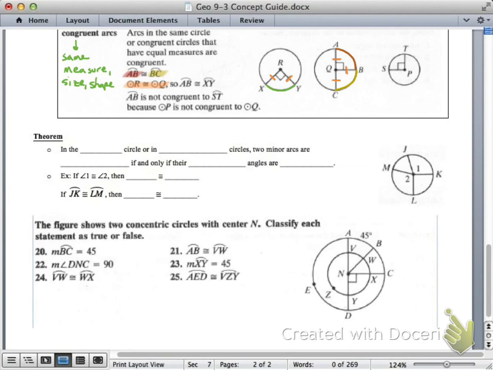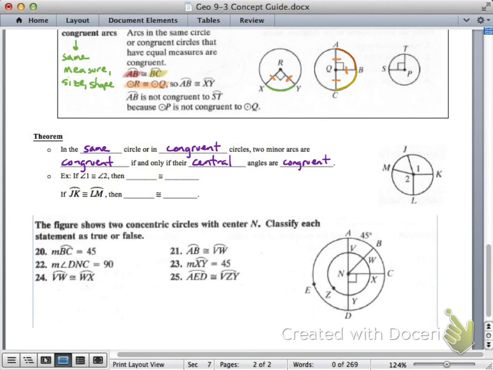Okay, last piece of the puzzle here. This will be kind of intuitive, I hope. In the same circle, or in congruent circles, two minor arcs are congruent if and only if their central angles are congruent. And we're talking about this just above here. So if you're talking about the same circle or congruent circles, the key being the radius has to be the same. And of course it is if it's the same circle, but with congruent circles.